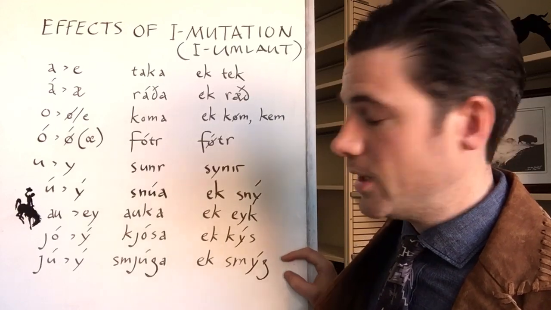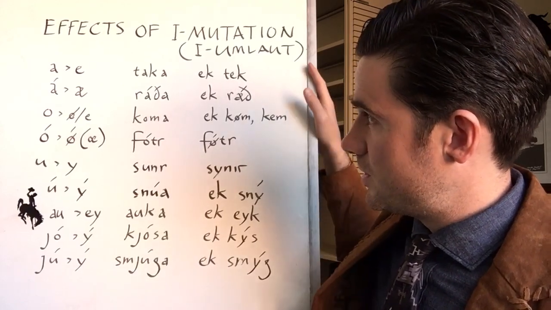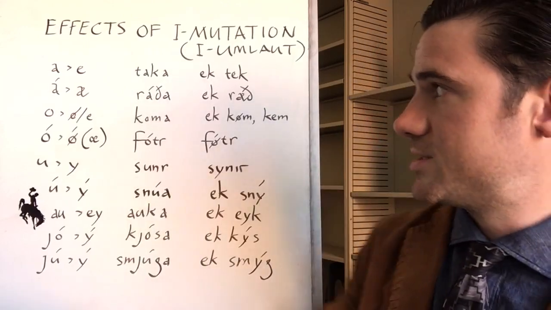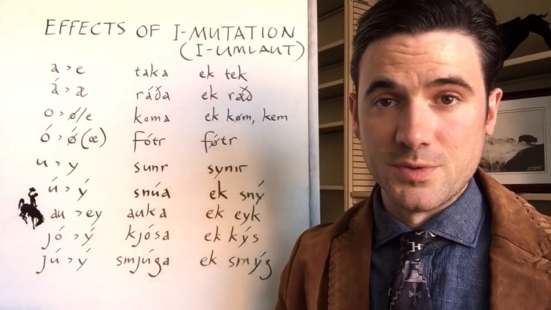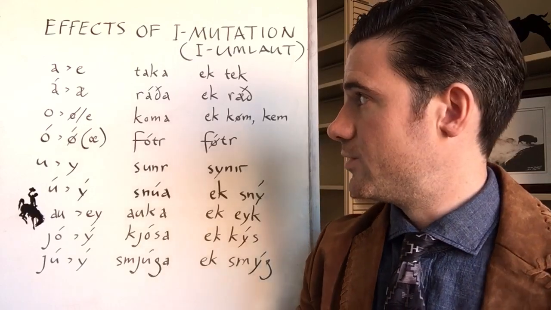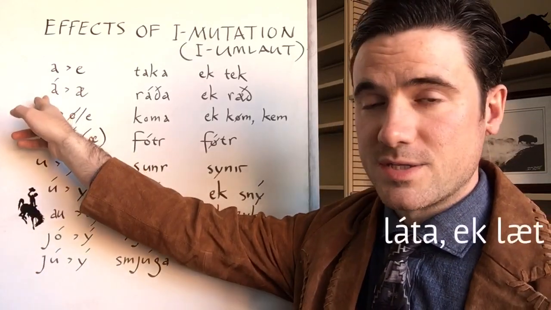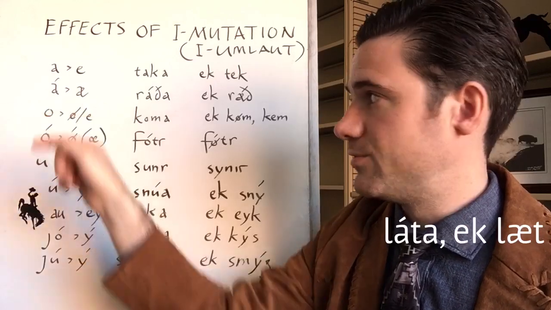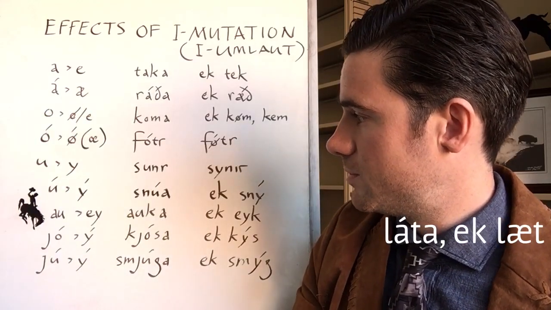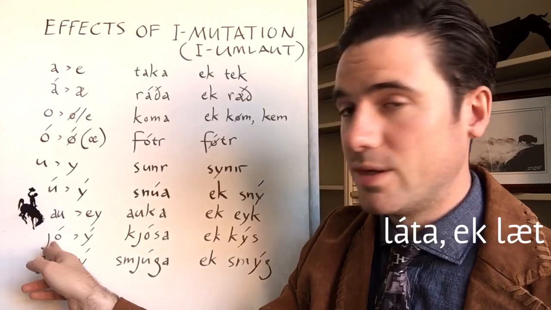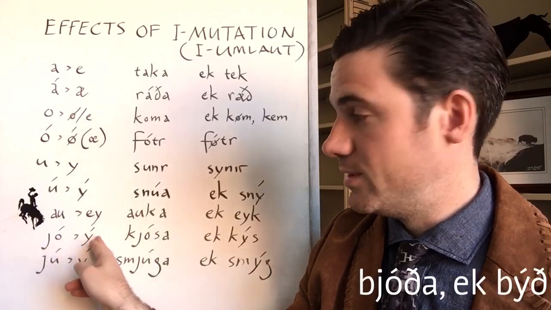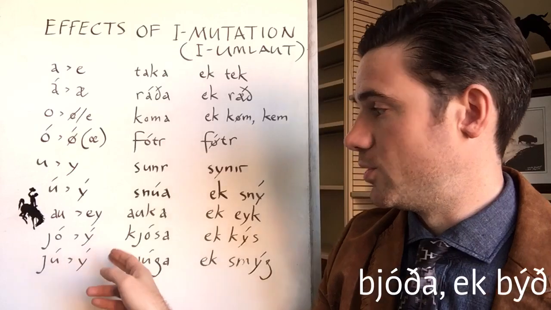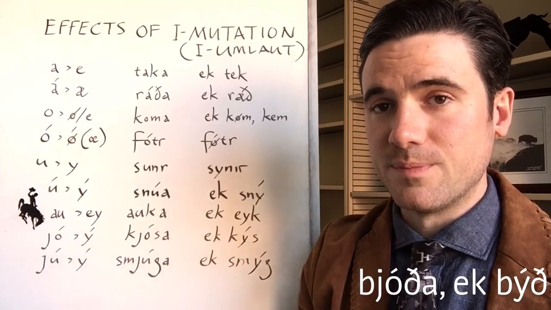So the changes that you see here will also apply to any other strong verb that has this particular vowel in its root. So for instance, the verb láta, to let, the first person form will be ek læt, with this mutated form. The verb bjóða, to invite, will have this mutated vowel in its first person singular form, so bjóða, ek býð, etc.